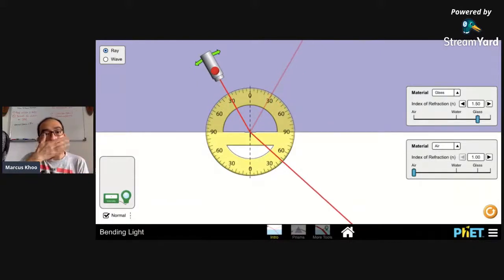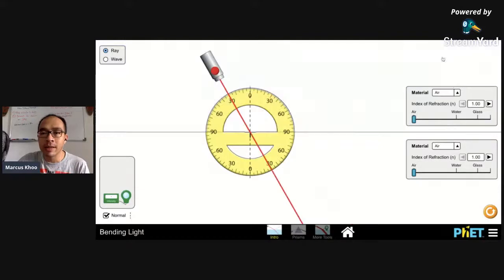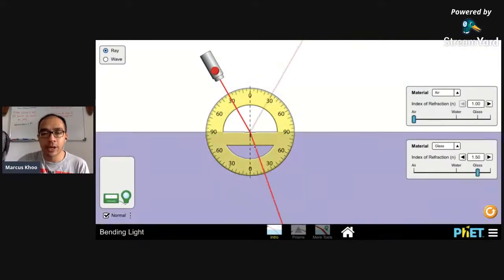Now this works under two conditions. Number one, the light ray must travel from an optically more dense to less dense medium. Higher refractive index to lower refractive index. If I change this around, with air and then glass over here, this is less optically dense to more optically dense.